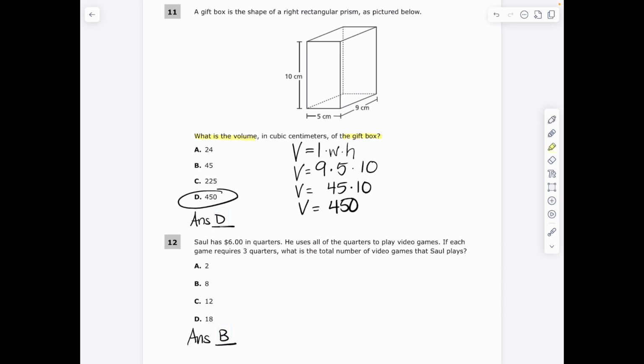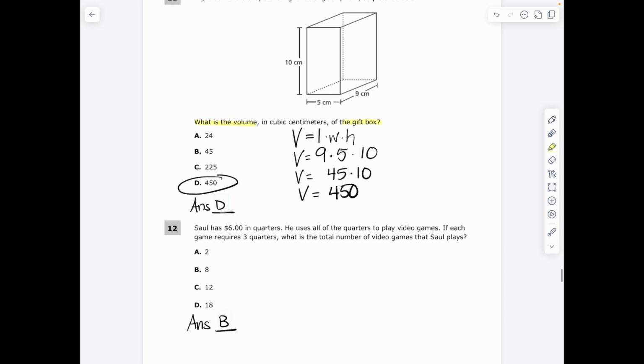Let's look at number 12. Sal, or Saul, it's Saul. I think that's how we say it. I like to say the Spanish version, but I guess we're doing English. He has $6 in quarters and uses all his quarters to play video games. If each game uses 3 quarters, what is the total number of games? Okay, so we know that we're dividing our $6 into 3 quarters. So I want to know how many quarters each game uses, 3 quarters.